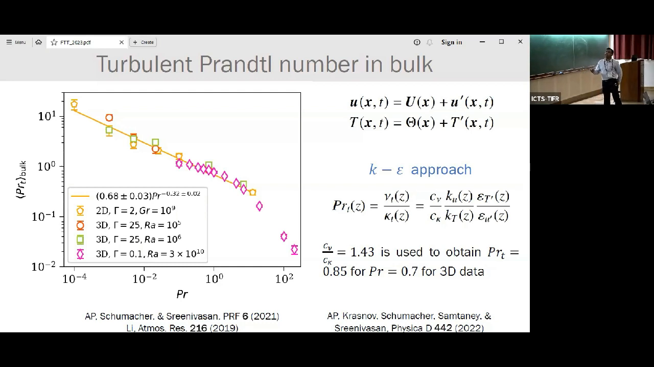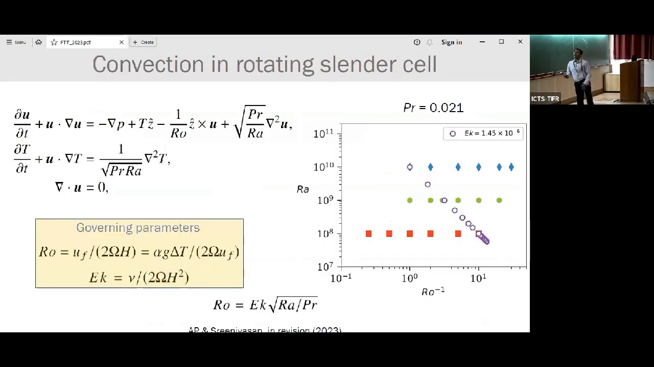We can see that this increases. First of all, the data in the slender cell matches very well to the data in the extended cell. And even for 2D simulations, we could get nearly the same scaling. So we can see that the turbulent Prandtl number is nearly the same between slender and extended domains. So again, the behavior is similar. The effective Prandtl number in the slender cell is the same as the effective Prandtl number in the extended cell.